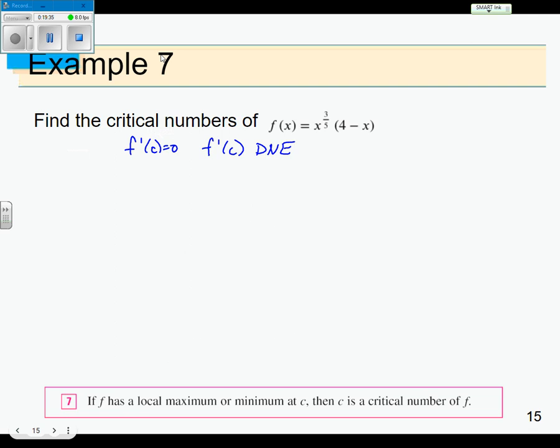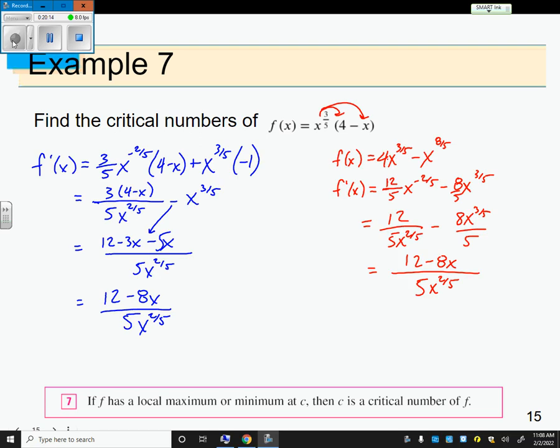So if I'm just looking for critical numbers of this function, then I just want to find the derivative of it and set it equal to 0. I'm going to let you practice finding the derivative of it. All right? So let's hit pause on the video. I'm going to let you find the derivative of it, and then I'll find the derivative, and we'll see if we work it the same way. And then we'll find the critical numbers together.